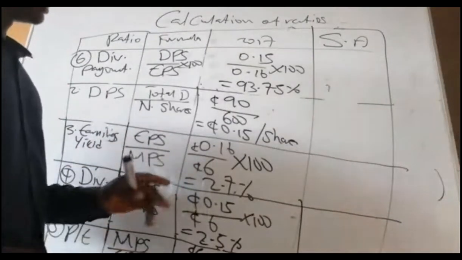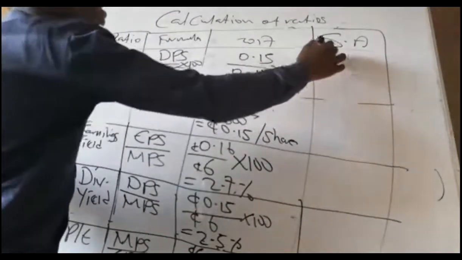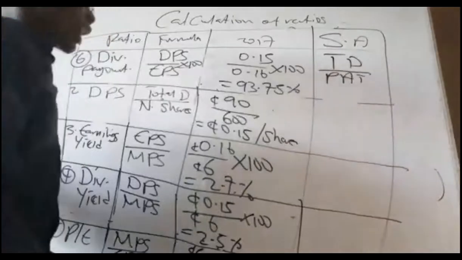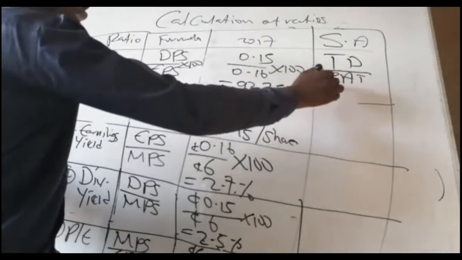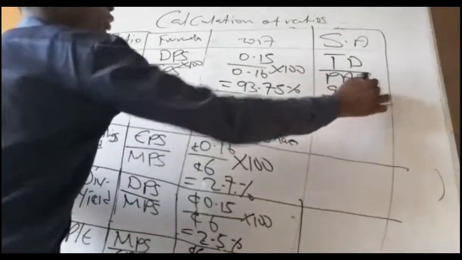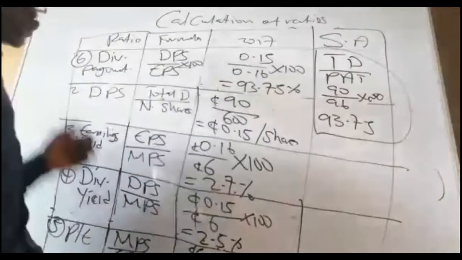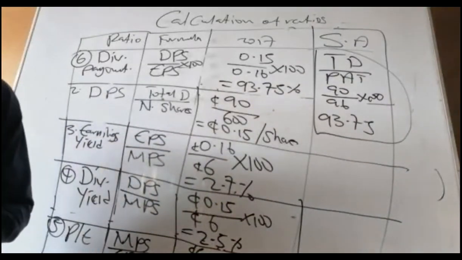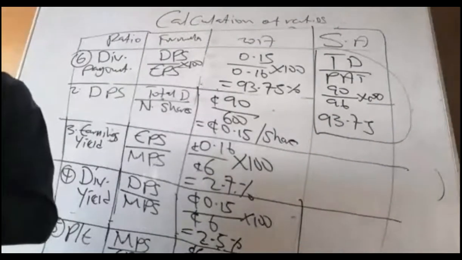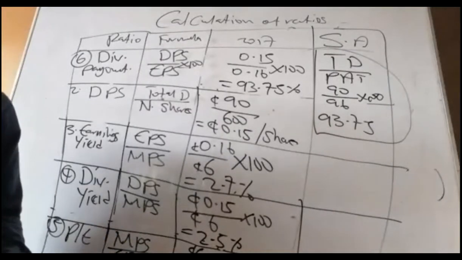Now, the alternative approach is the total dividend divided by the profit after tax. So the total dividend is 90 divided by profit after tax 96, times 100. It should give us the same 93.75. That is the alternative approach for the payout ratio. Okay, now let's continue. Let me do the last item and then we are done.